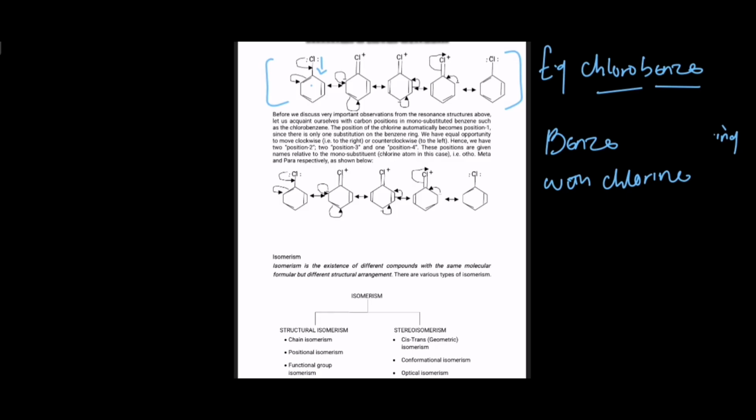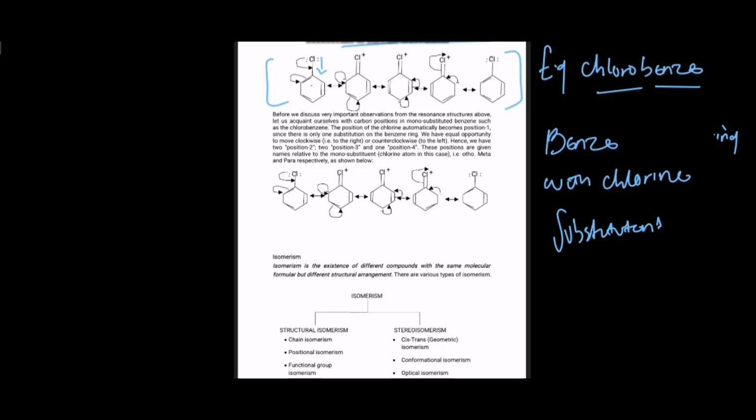From this first diagram, you find that the chlorine is at position 1. The reason why the chlorine is at position 1 is because it is the only substituent. That is why chlorine is at position 1. Now, I want you to go on the journey with me.